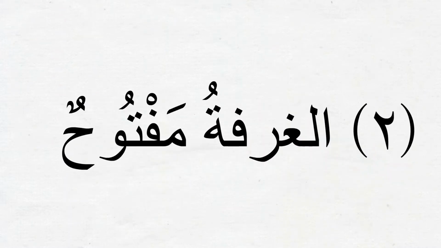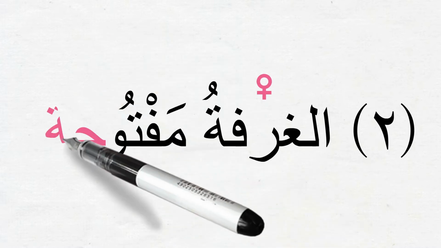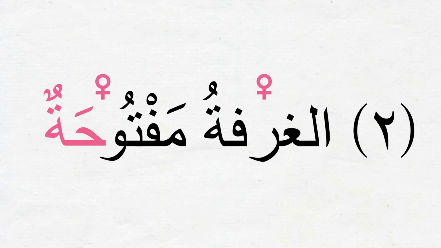The second sentence. الغرفة مفتوح. What is the problem here? The genders of MUBTADA and KHOBAR do not match. So we should change the khabar to مفتوحة. الغرفة مفتوحة means the room is open.